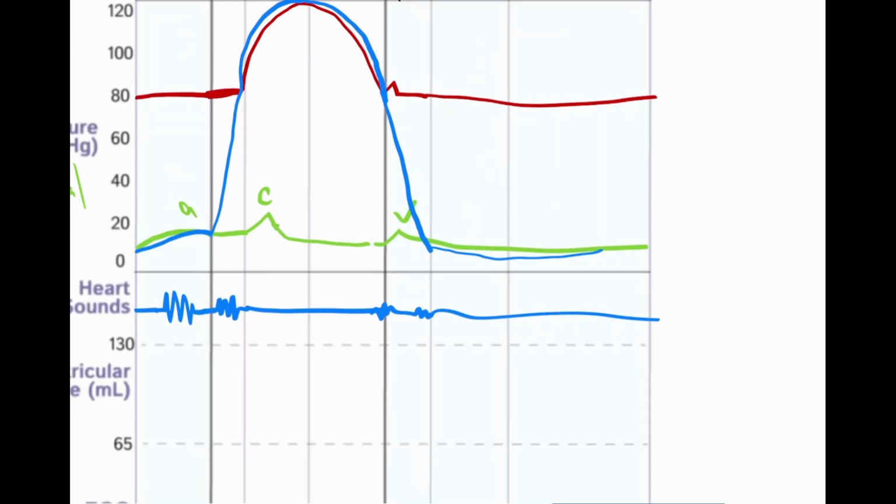Okay. This is S1. What valve is closed right before S1? Right here. What valve is closing right there? Mitral valve. So the S1 is your mitral valve closing.